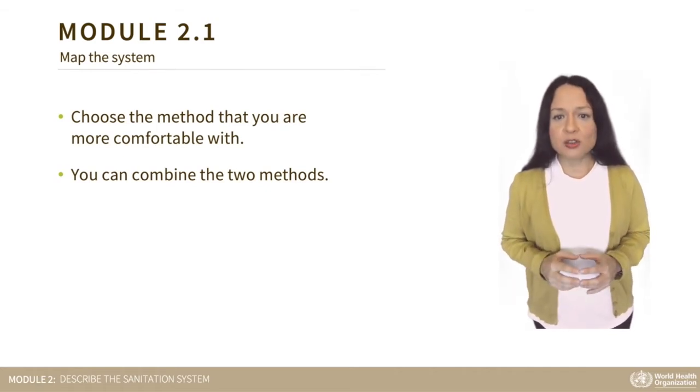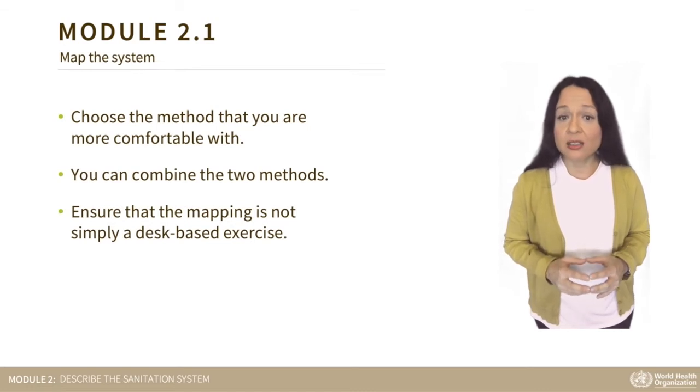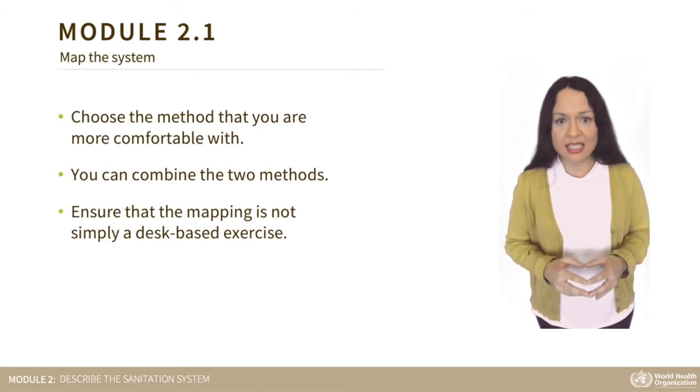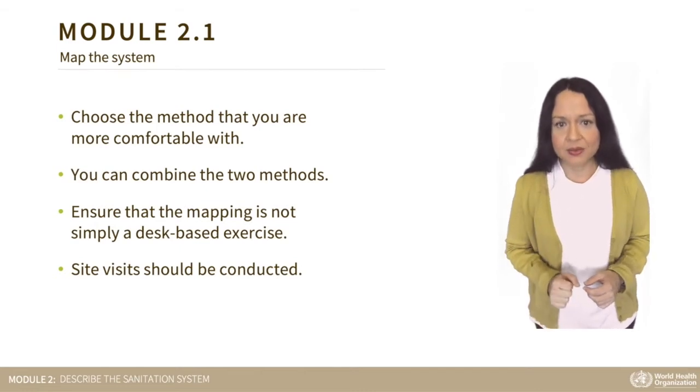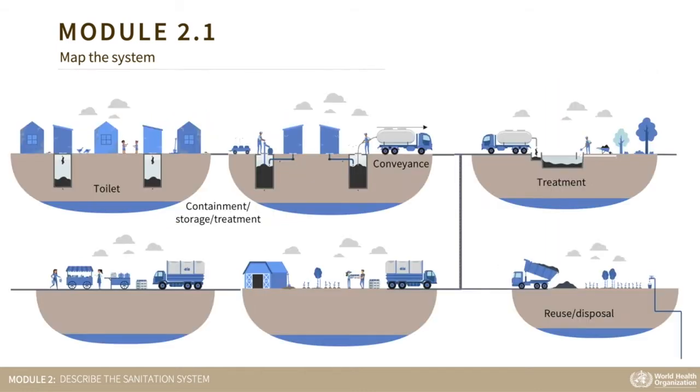It is important to ensure that site visits are conducted, so the mapping is accurate and not simply a desk-based exercise. Make sure that you conduct site visits. Once the map of the system is ready, you should establish the path of different waste fractions through the sanitation system. In this case, you see an example for an on-site system. All different fractions are marked in the map.